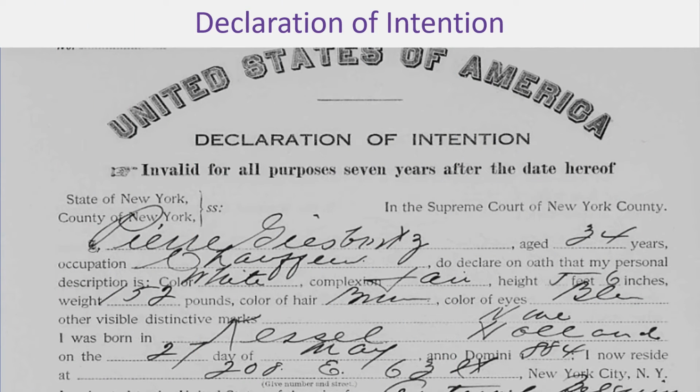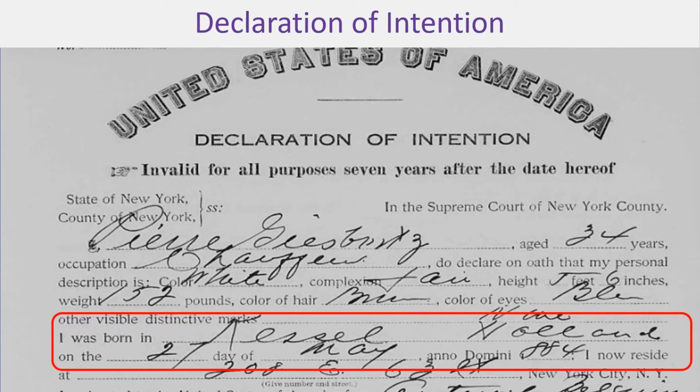The first part of becoming a naturalized citizen is filling out the Declaration of Intention. There will be another video about immigration and naturalization. This record is an example of finding the birth date and the birthplace. Pierre was born in Cassel, Holland on the 27th day of May in the year 1884.